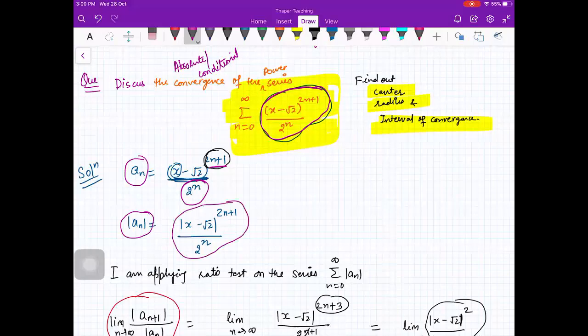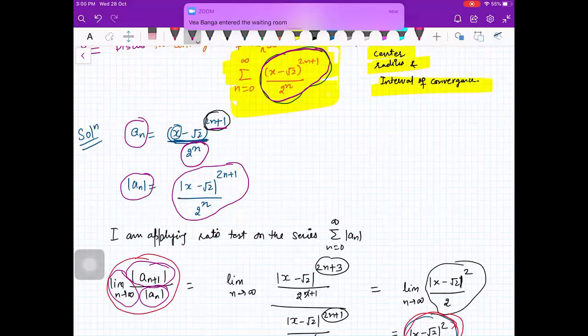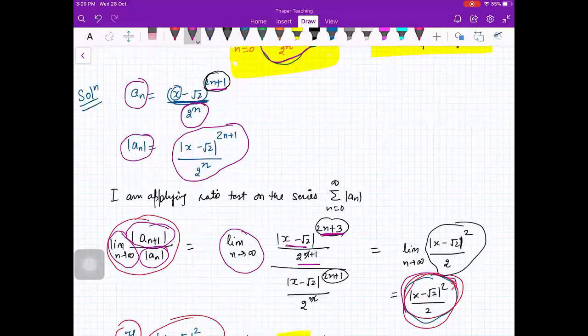Now for the ratio test, we will take the (n plus 1)th term divided by the nth term, and we want to take the limit of that. If you take the limit, what will you get? You will get the limit as n goes to infinity of |x minus root 2| raised to power 2n plus 3 upon 2 raised to power n plus 1, and so on. If you compute this limit, this is the limit which you will get.